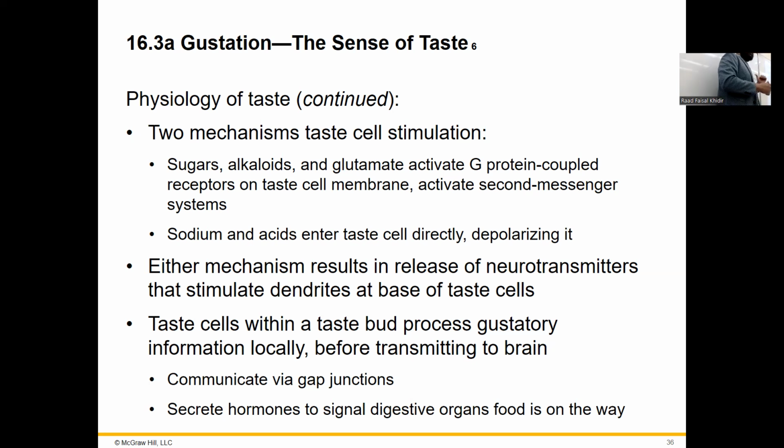Is this point clear? Is it clear that any substance that is hydrophobic can cross right through the taste bud? If you're eating something hydrophobic, the taste bud can internalize it easily. But if you're eating something hydrophilic, such as the sugars, the alkaloids, and glutamate, we must utilize the G-coupled protein receptor system, and a second messenger is going to lead to a target effect. Is that clear? Okay.